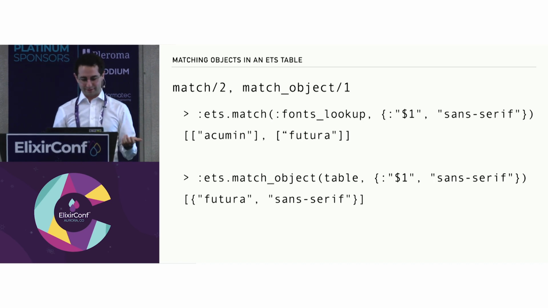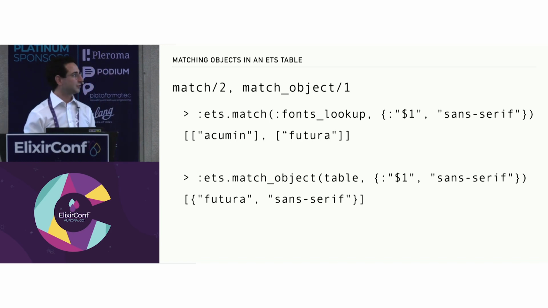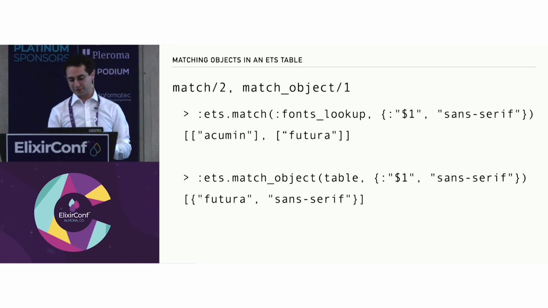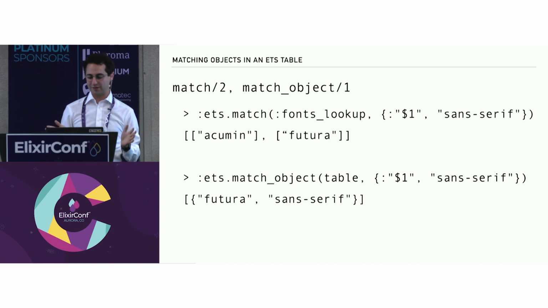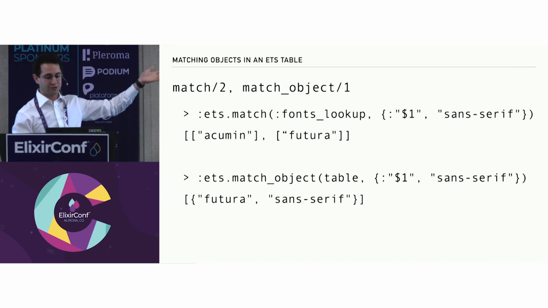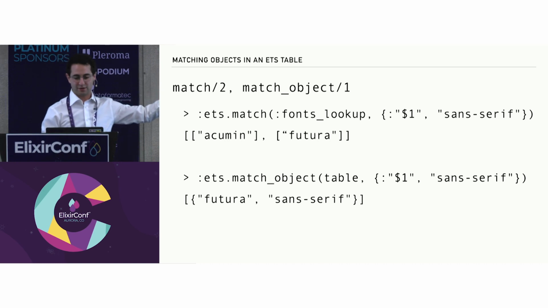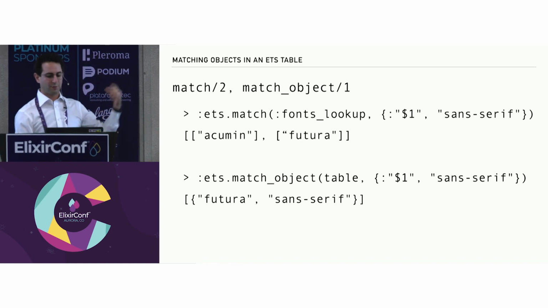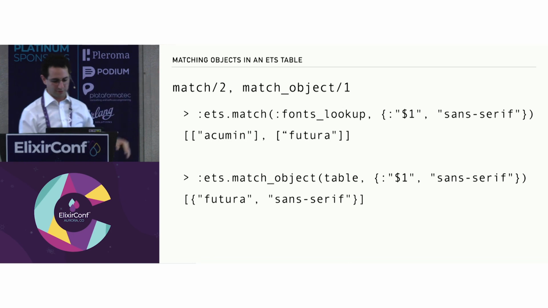What about filtering? We put data in, we pulled it out. If we want to filter it, we can use match and match_object. These are really useful functions. They give you exactly what you asked for. And this basically lets you filter stuff. I can say match for sans serif fonts, and I get back, in this case, Acumen and Futura. If I use match_object, I get a whole object back. But what's this weird $1 business here?